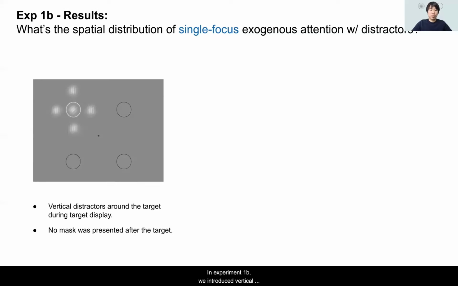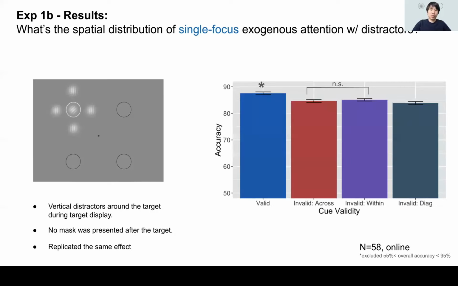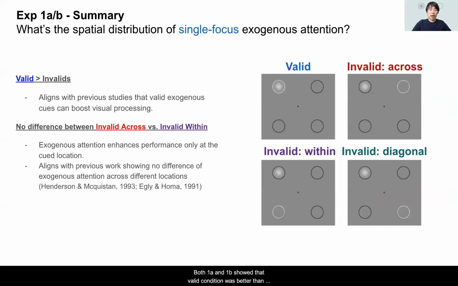In experiment 1B, we introduced vertical distractors around the target during target presentation, as many endogenous attention paradigms do when looking for hemifield effects. No mask was presented after the target in this version. In result, we replicated the same effect as experiment 1A. Both 1A and 1B showed that valid condition was better than any of the invalid conditions, which aligns with previous studies that valid exogenous cue can boost visual processing.